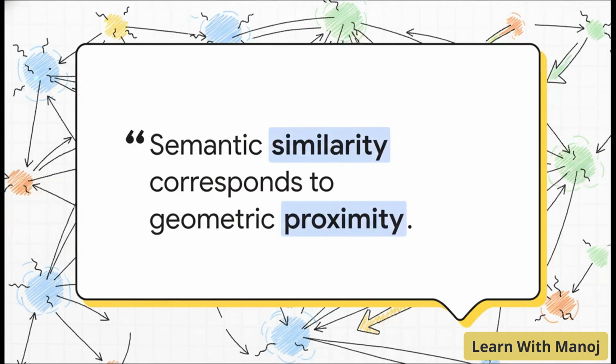And that really brings us to the single most important rule of this whole thing. It's so simple, but so powerful. On this map, closeness is meaning. If two words are next to each other, their meanings are similar. If they're on opposite sides of the map, they're different. That's it. That's the secret.